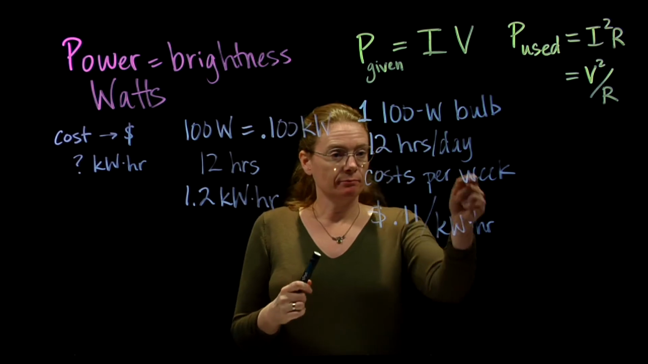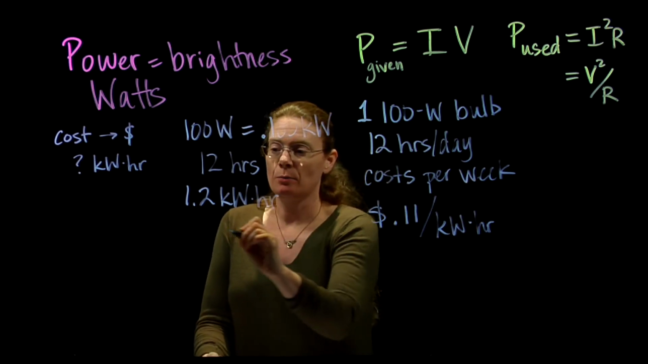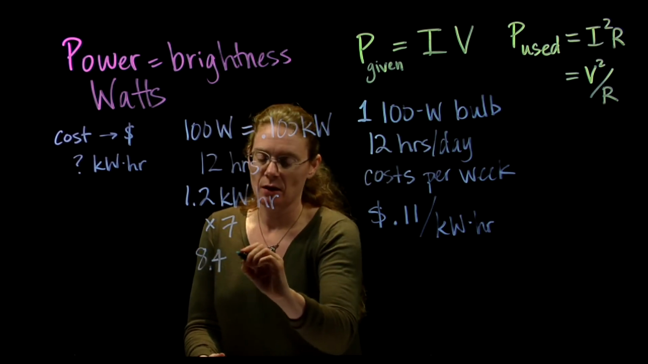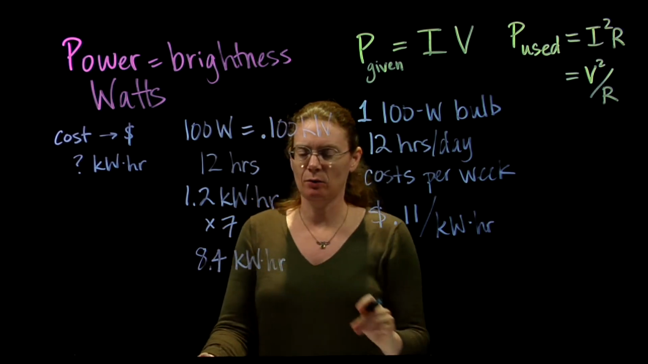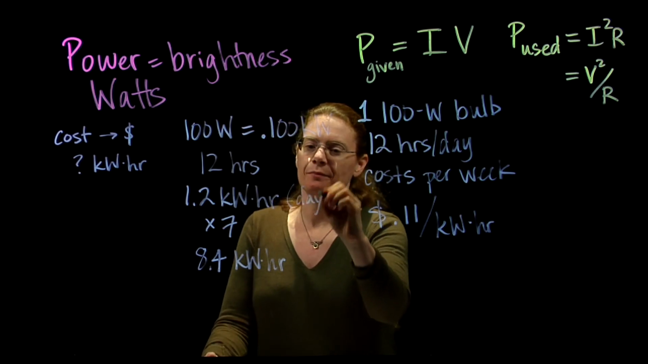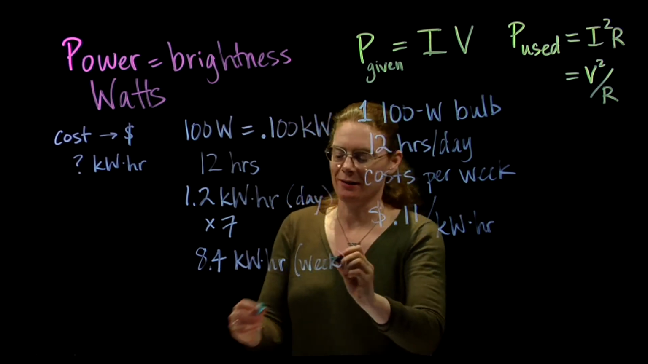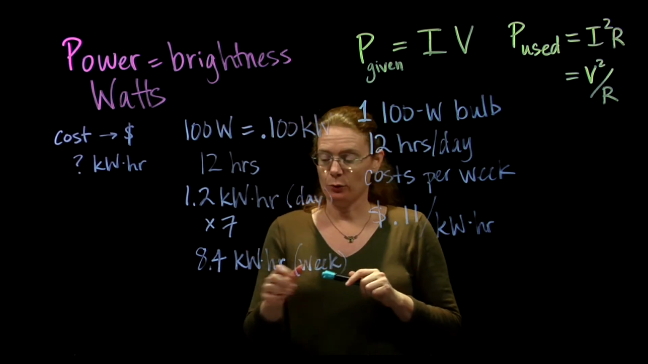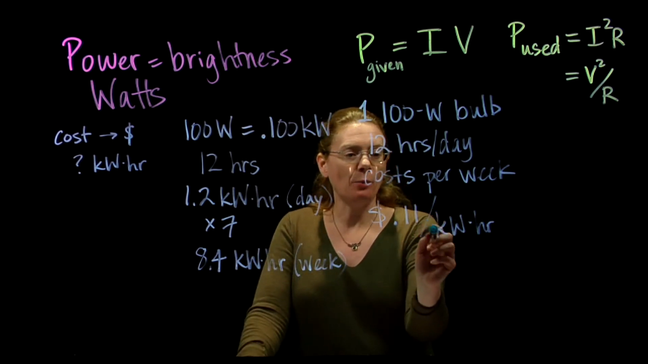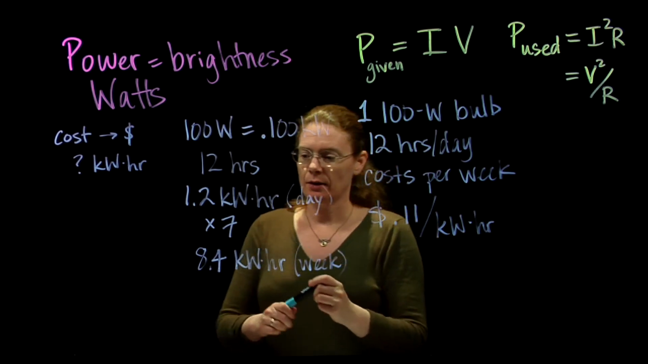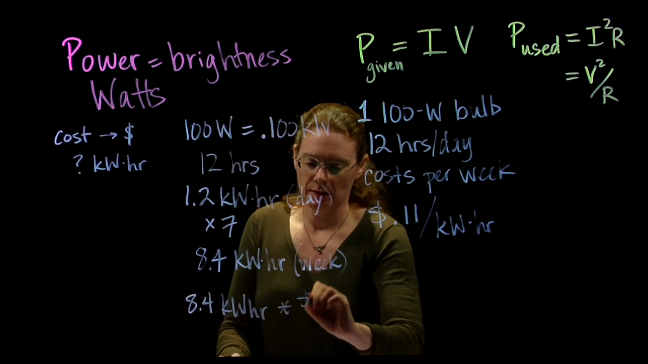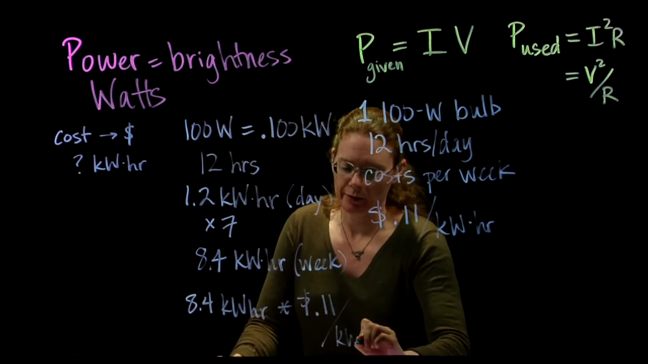Now I'm going to multiply by 7 because I want the cost per week. So I'm going to take that times 7, and that'll be 8.4 kilowatt hours. And now you might look at the unit and say, what's going on here? This is for a day, and now this is for a week. So yeah, we do have to be careful. So we'll use 8.4 kilowatt hours of energy in a week, and we know how much each one of those kilowatt hours costs. So I'm going to take 8.4 kilowatt hours times 11 cents per kilowatt hour.